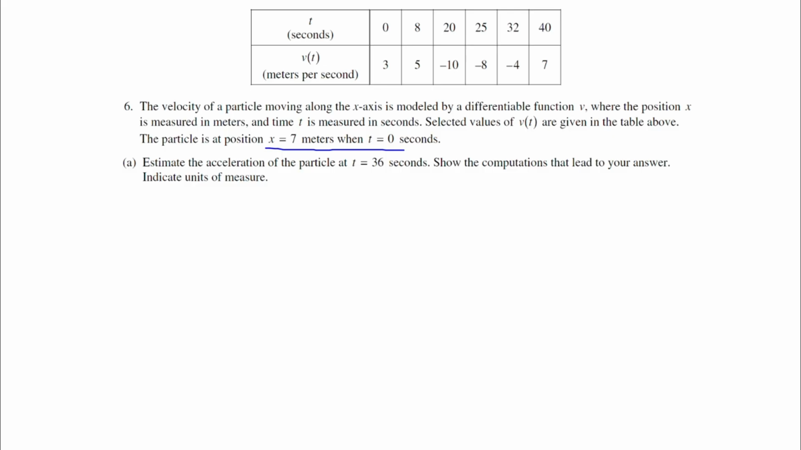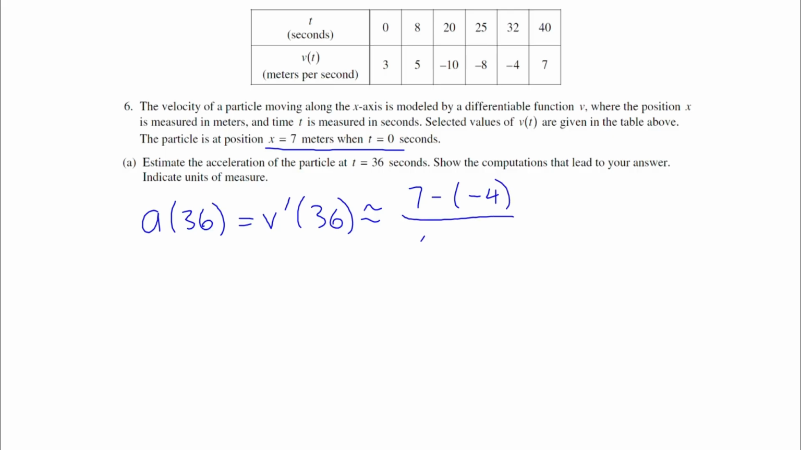So the best way to do this, right, to find a of 36, which is v prime of 36, is to just find the average rate of change in the chart from 32 to 40, because that's the smallest interval that includes 36. So we'll do 7 minus negative 4, right? V of 40 minus V of 32 over 40 minus 32, which just gives us 11/8. And it says to indicate units of measure. So we were in meters per second, so this is meters per second squared.